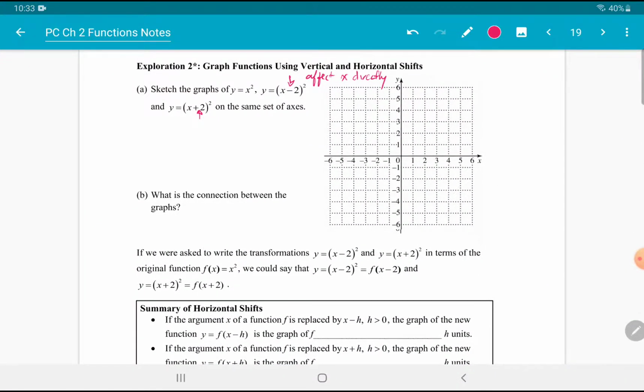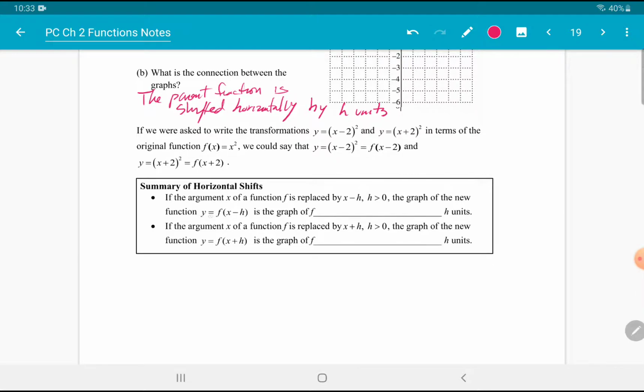Now we can see that the connection between the graphs is that the parent function is shifted horizontally, and we'll call this by h units. And so you can see here that when you summarize everything, y equals f of x minus h, that minus h is telling you to shift it horizontally, you're going to be shifting that to the right h units. Versus if you have y equals f of x plus h, then the graph of f is shifted to the left h units.